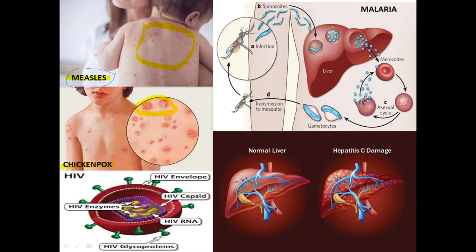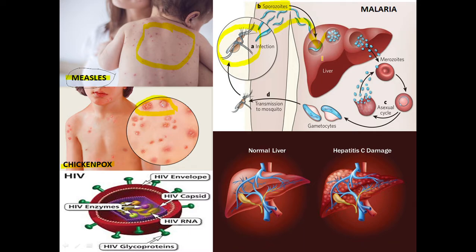Now you can see malaria. This is how malaria affects, infection happens. The mosquito bites an infected person and takes up the blood of the infected person, where the sporozoites are present. Then once this mosquito comes and bites another non-infected, healthy person, it releases the sporozoites into that person's body. And the sporozoites get inside the liver.